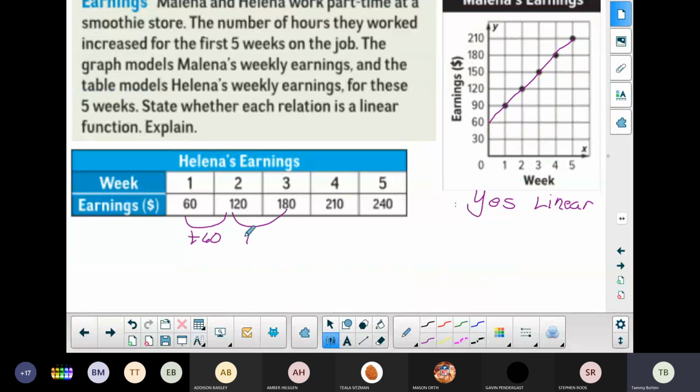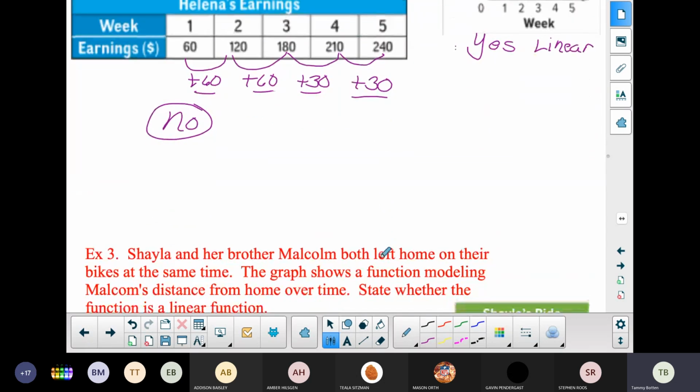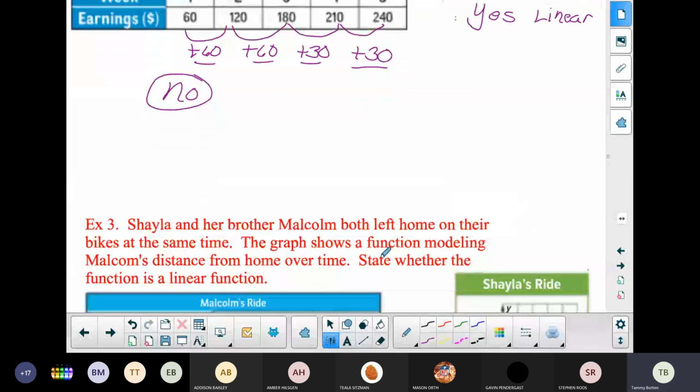From 120 to 180 is another $60. From 180 to 210 is an increase of $30. And from 210 to 240 is an increase of $30. Because these are not all the same increase, this would be no, because it's not. And as long as you have that drawn there, like the plus 60, plus 60, plus 30, plus 30, then I know that it's not, because it's not the same amount of increase each week.